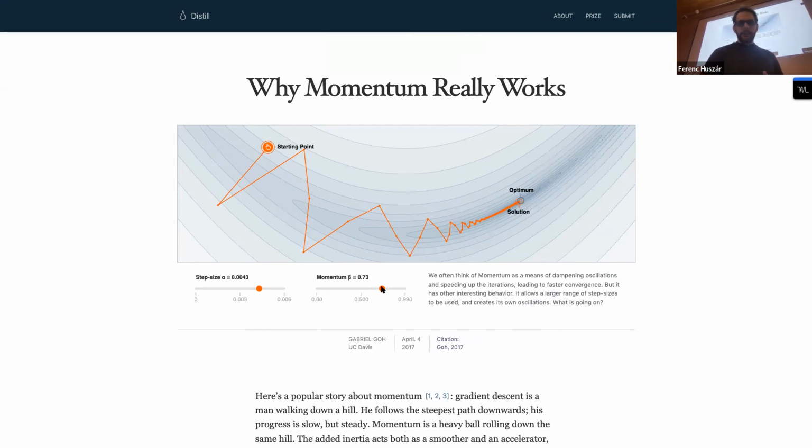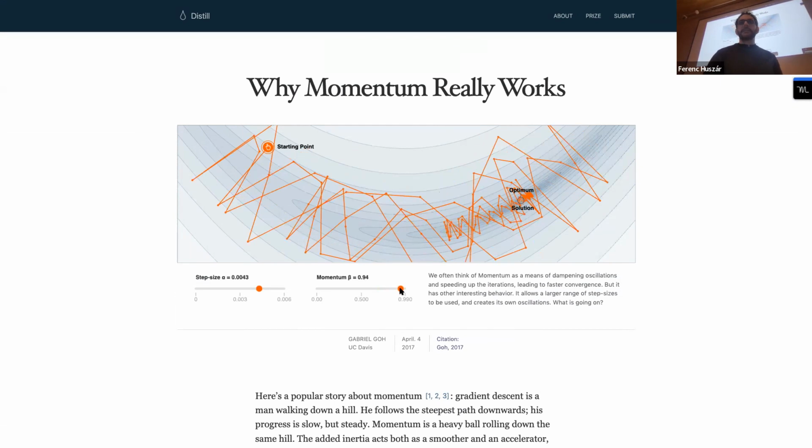And it can have its own oscillations. So if you crank up the momentum all the way, then you can see that it introduces its own chaotic, oscillating type behavior. And it's also not practically very useful.